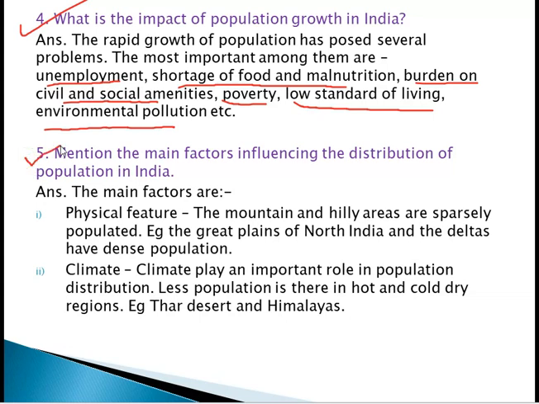Now, next we move towards question number 5. Mention the main factors influencing the distribution of population in India. So, what are the main factors which influence the distribution of population in India? Means, what are the factors because of which people are distributed in different parts of India?